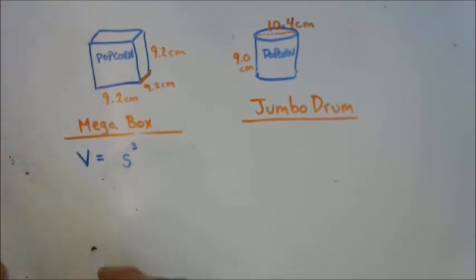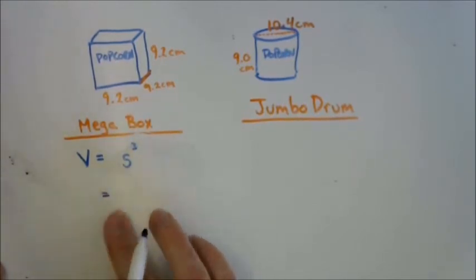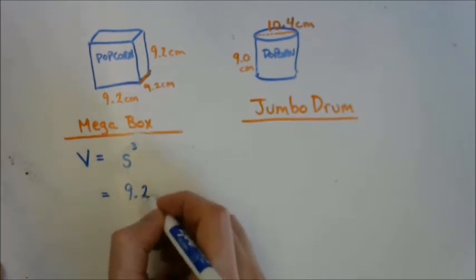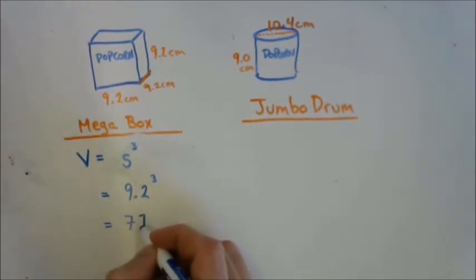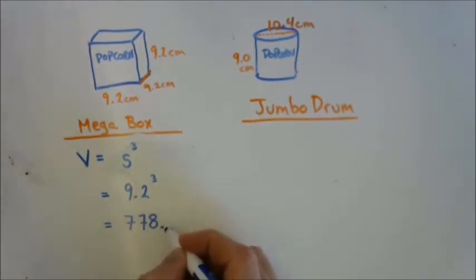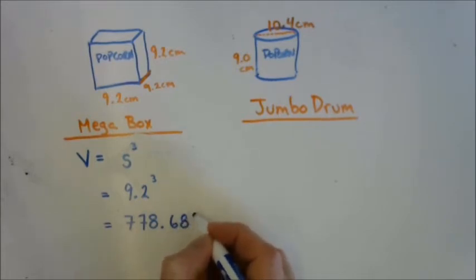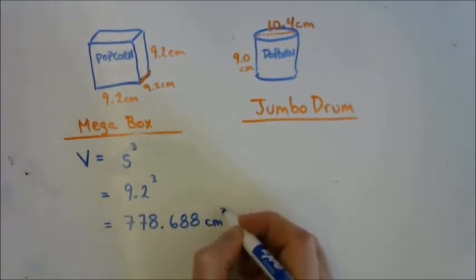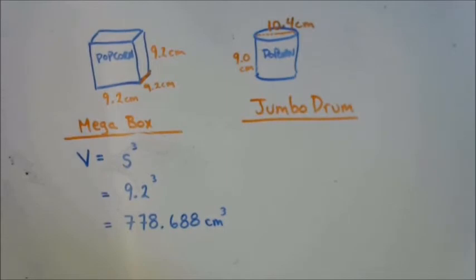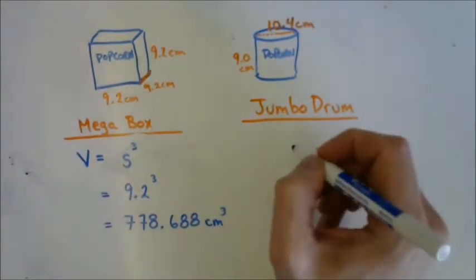So we've got 9.2 cubed. Now all you have to do is put that in your calculator. 778.688. And that is measured in centimeters cubed, because it's a cube. And let's go over to the jumbo drum.